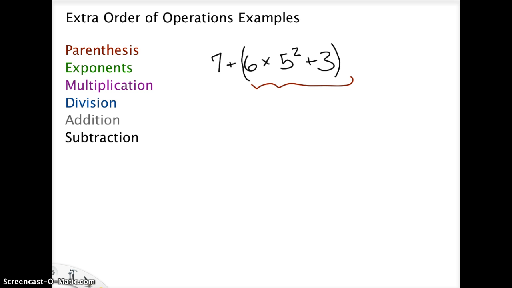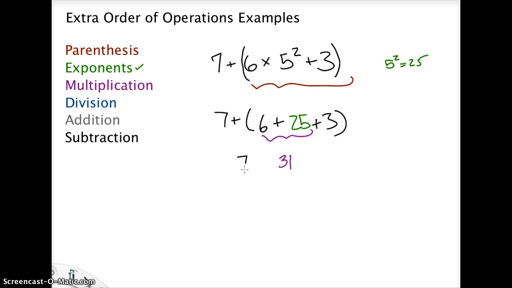So within the parentheses, I'm going to do my exponents first. I know 5 squared is 25. So I'm going to write 7 plus, in parentheses, 6 plus, and I'm going to put the 25 in there in green. Okay, so my exponents are done. I have no more exponents in this problem. The next thing I need to do inside my parentheses is any multiplication. Here I have 6 times 25, which I know is 31. So I'm going to write the rest of my problem here, 7 plus, in parentheses, 31 plus 3.